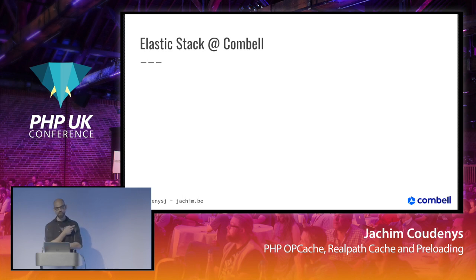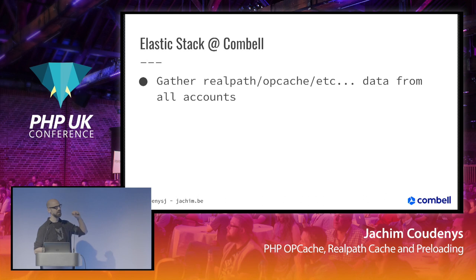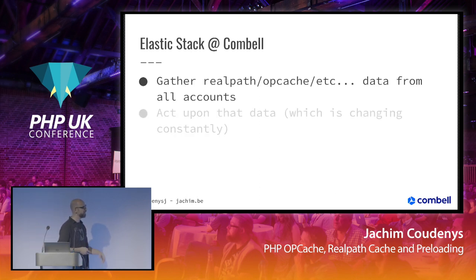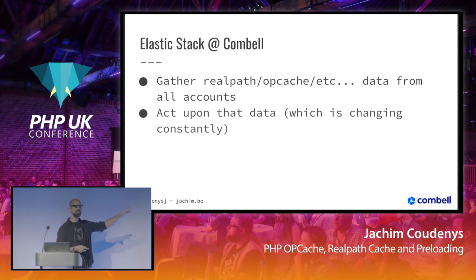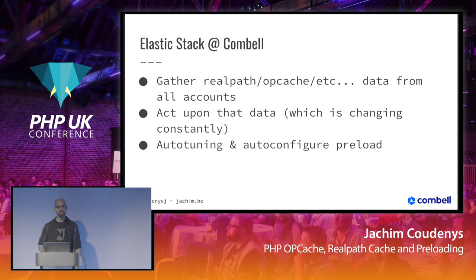One last point: what we do at Combell, we have an Elastic Stack, and we gather all the data for all our customers. We have all the realpath and opcode statistics, and we shove it all into Elastic so that we can see what we can do about it. Like I said, it's changing constantly, so you have to repeat it a lot. So we keep monitoring, and if we see that sizes are full, we try to implement auto-tuning so that we can increase or decrease memory, so that we can drop the load on our systems. And then we're trying to figure out if we can do stuff with preloading and auto-configure preloading.